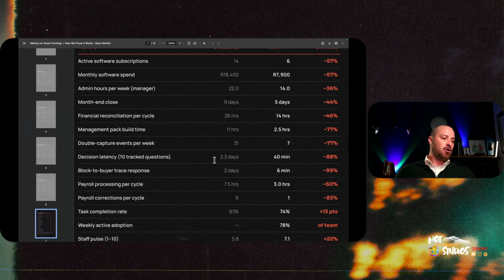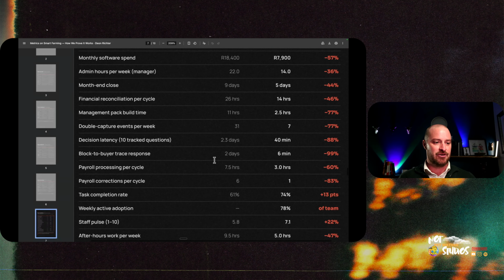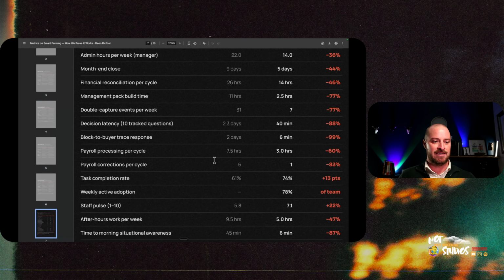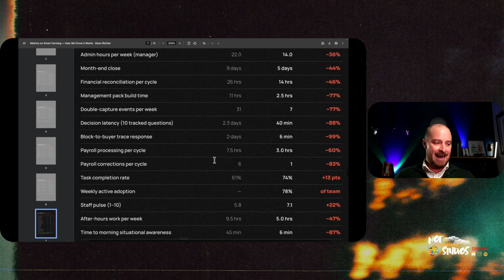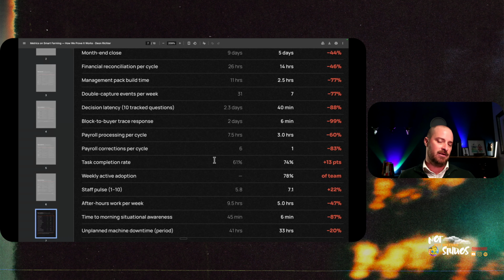Then we looked at the block to buy trace response. We captured that. It used to be 2 days. It's now 6 minutes. Payroll processing per cycle, which used to be 7.5 hours, we brought down to 3 hours. Payroll corrections per cycle, 6 versus 1. Task completion rate used to be 61%. Now we're at 74%.